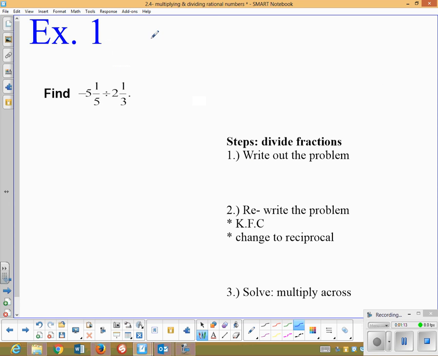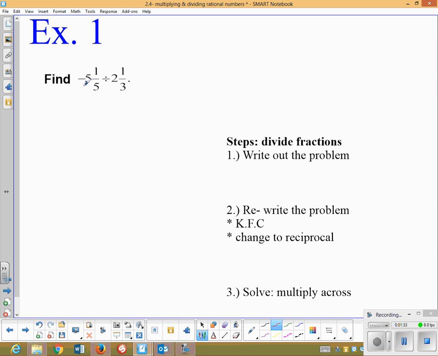In our first example, I have here negative 5 1/5 divided by 2 1/3. Now, just remember, anytime you have a mixed number, you need to make sure that you change it into an improper fraction first. So before you do anything, look to see if this is an improper fraction. And since it's not, we're going to go ahead and change it.